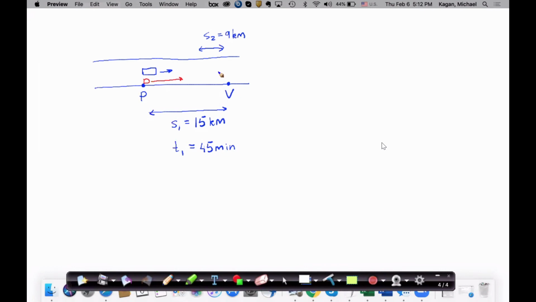Okay, so you want to find two things. The speed of the boat with respect to the water, motorboat with respect to the water, and the speed of the river or of the flow itself. Does that make sense?